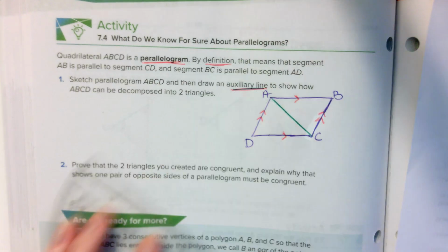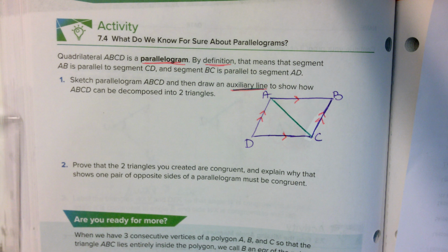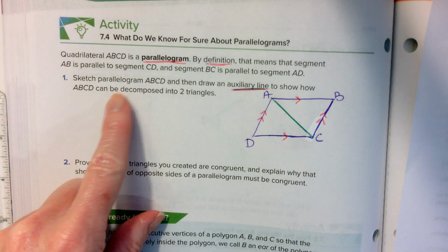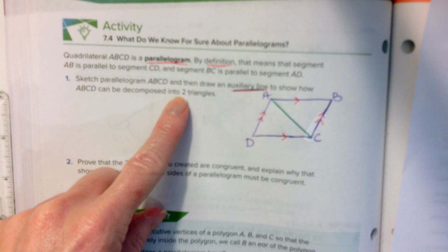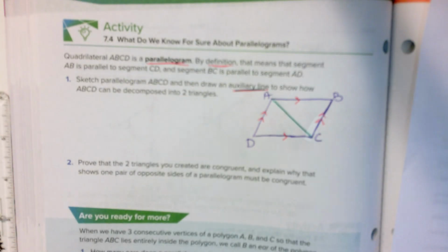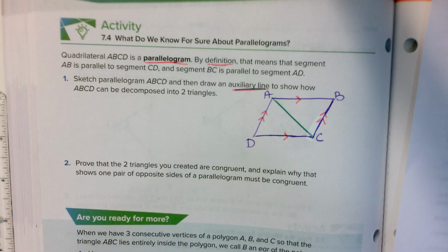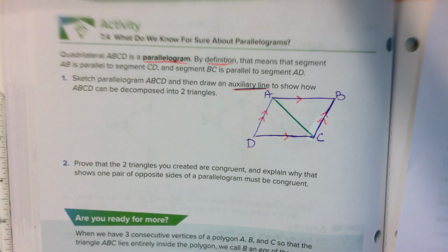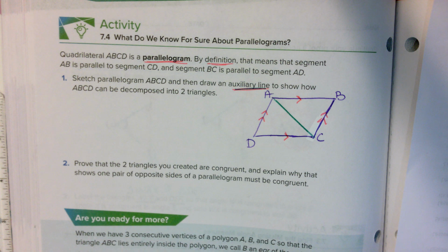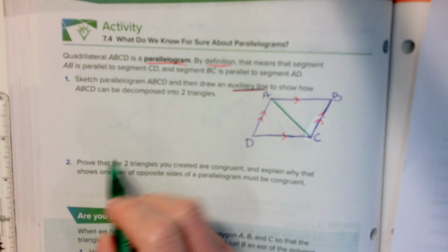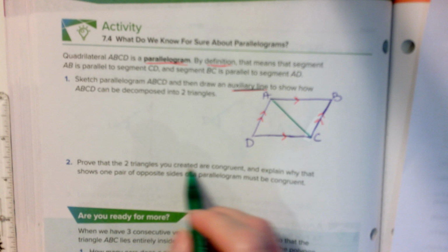I've now created 2 triangles. That's why it says, show how ABCD can be decomposed into 2 triangles. So I've got my 2 triangles, the one on the top right and the one on the bottom left. So what do we know about these 2 triangles? So let's take a moment and begin by looking at the first part of 2. It says, prove the 2 triangles you created are congruent.